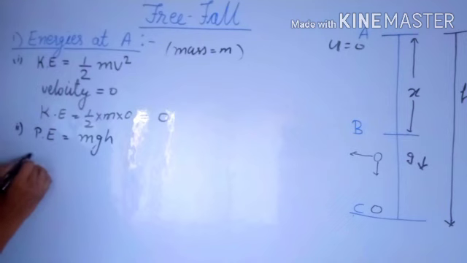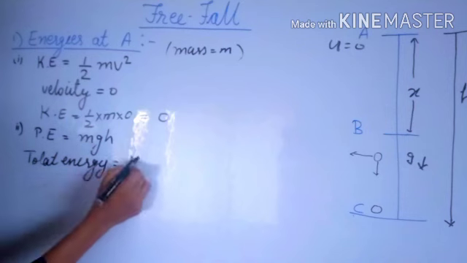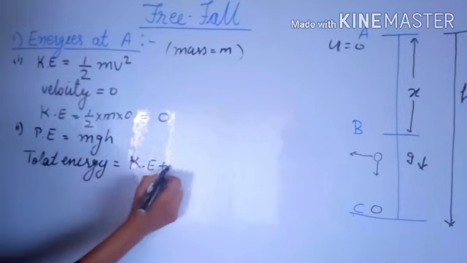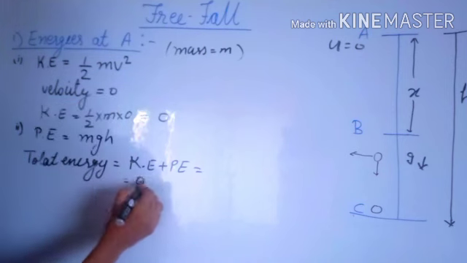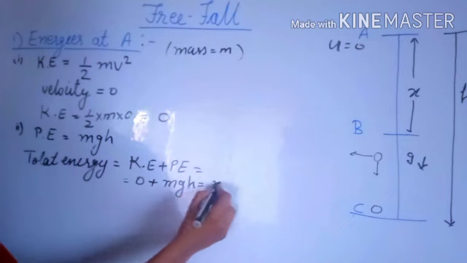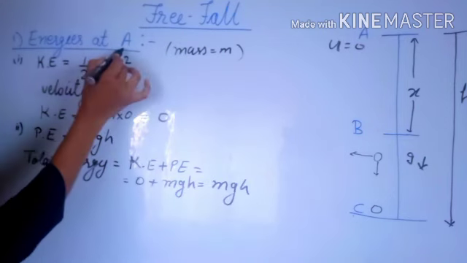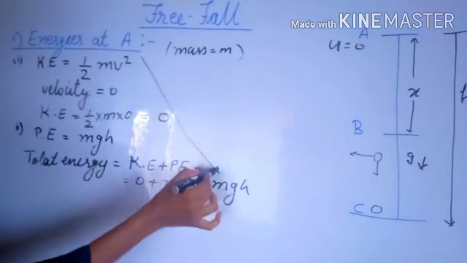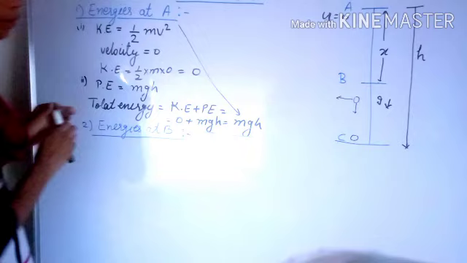So the total energy is kinetic energy plus potential energy, which is equal to, kinetic energy is 0 and potential energy is mgh. Therefore it is equal to mgh. So these are the energies at point A. Now let's find out the energy at point B.